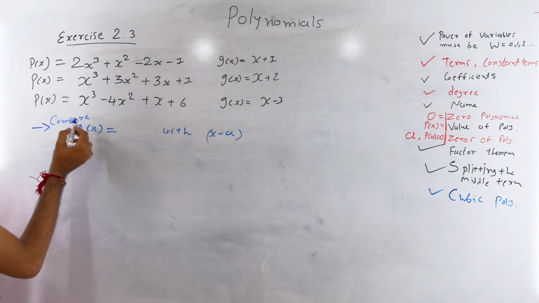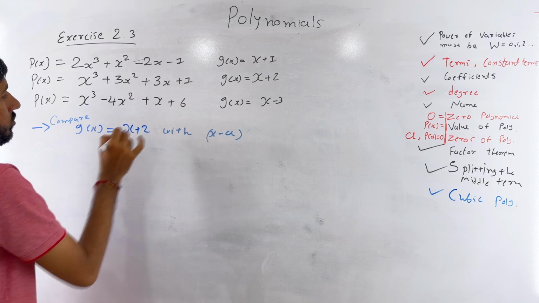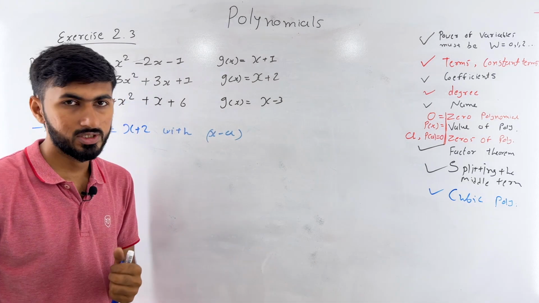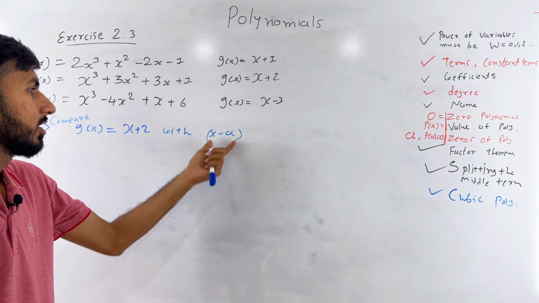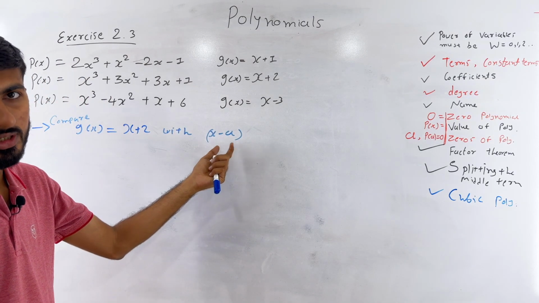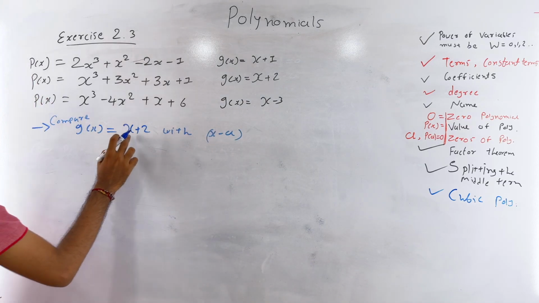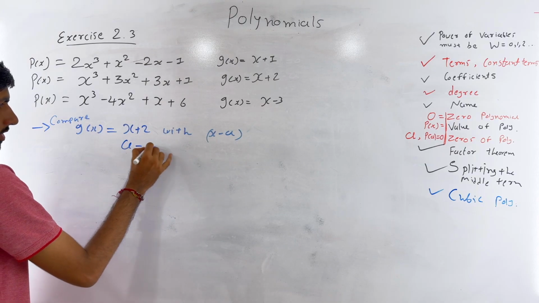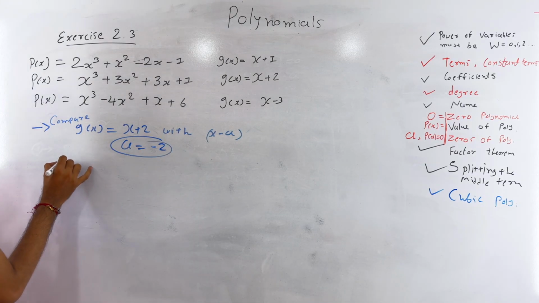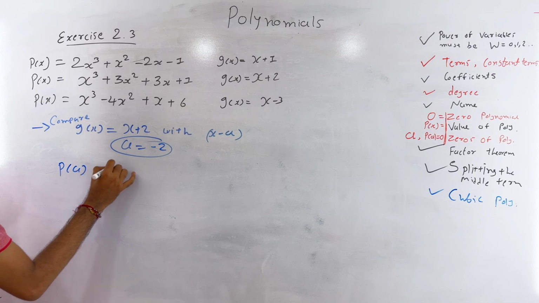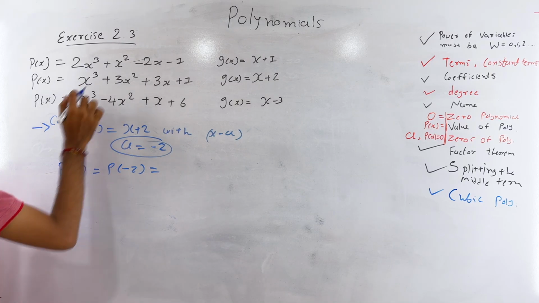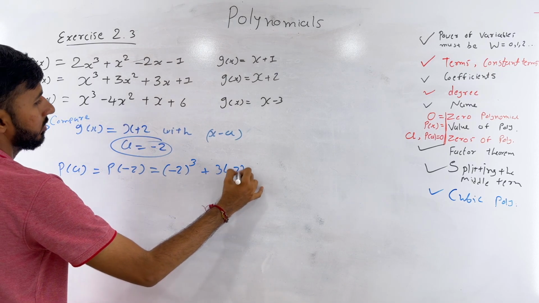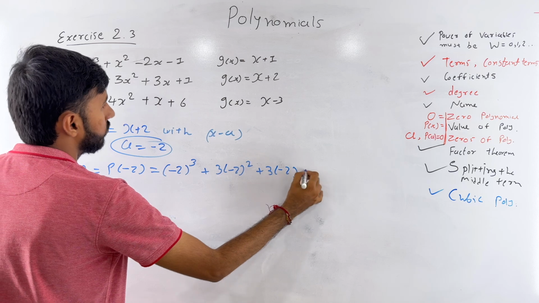Now in the second question we have gx is equal to x plus 2. So by comparing gx is equal to x plus 2 with x minus a, why we are comparing with x minus a? Because in factor theorem we have mentioned that by dividing x minus a, right? So we have to compare it with x minus a. Here I have x plus sign minus sign, so I have to change the sign, and a is equal to minus 2. Very easy, right? Now find p of a, that is equal to p of minus 2. Now for the second one, I have minus 2 cube plus 3 in bracket minus 2 square plus 3 in bracket minus 2 plus 1, right?